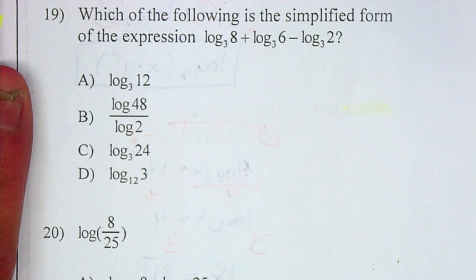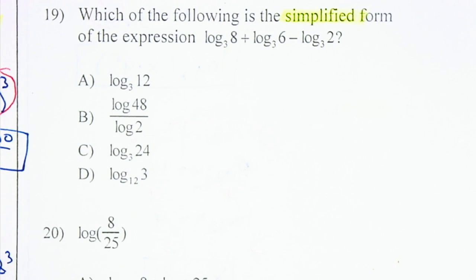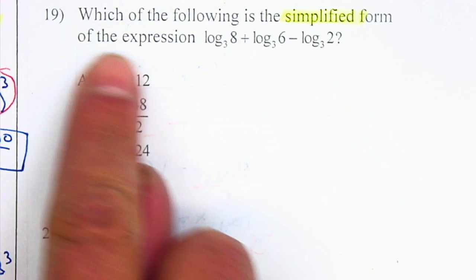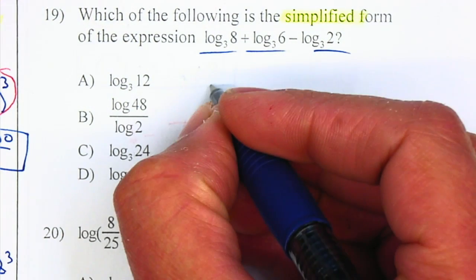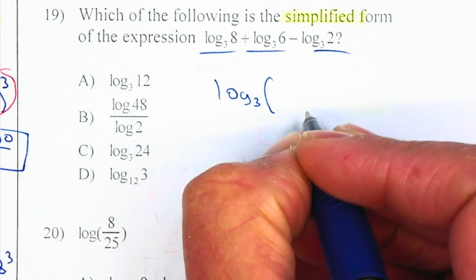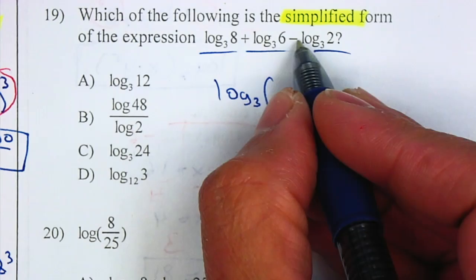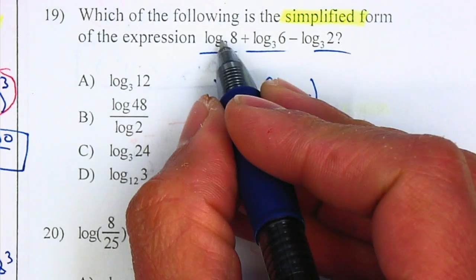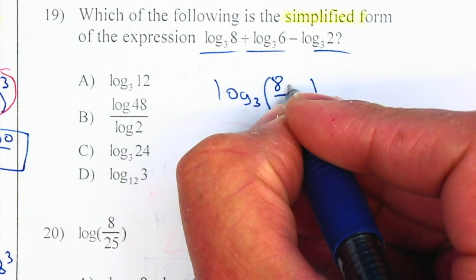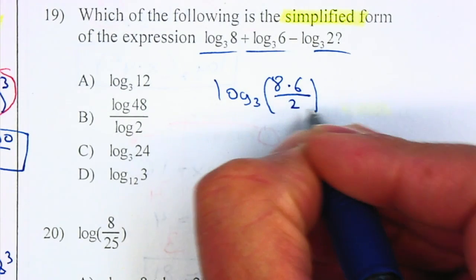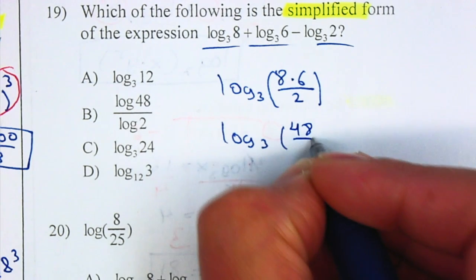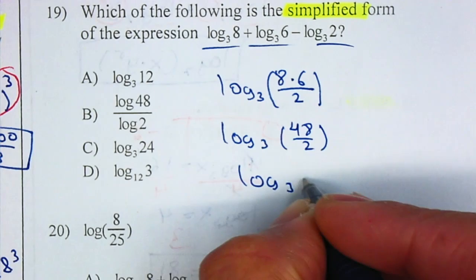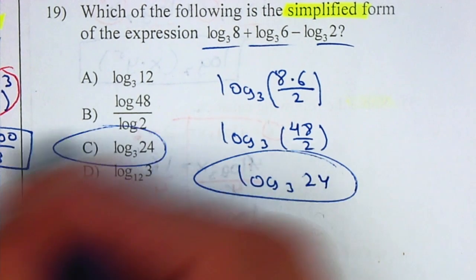Which of the following is a simplified expression? And we have 3 logs. Notice that they condense all 3 logs into one. Therefore, I have a log base 3. Make sure to place parentheses. They are multiplying, and I see a minus in between. That means I'm going to have a division. So they are adding. I'm going to multiply the 8 and then 6. There's a minus. I'm going to divide. I have the log base 3 of 48 divided by 2. The log base 3 of 24. So letter C.